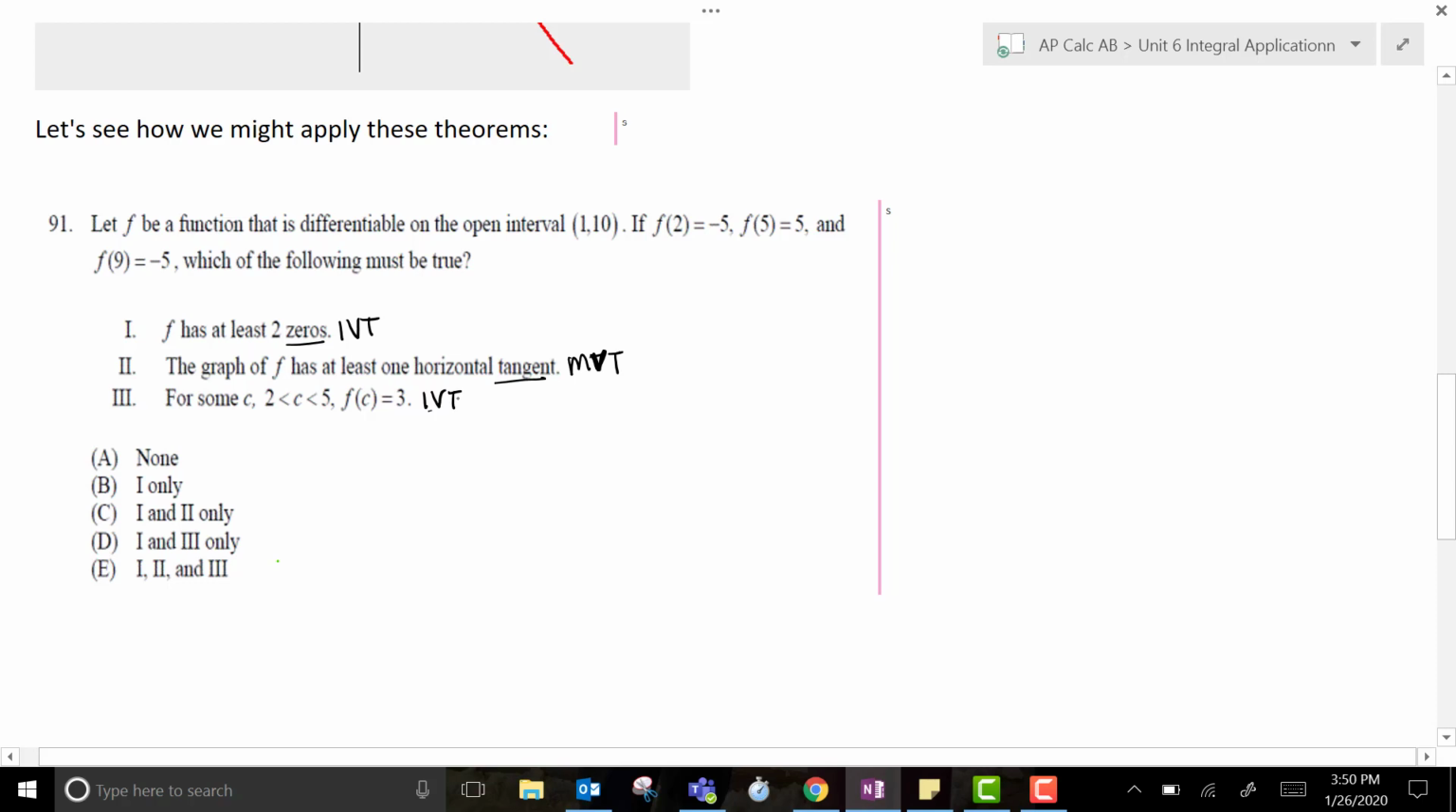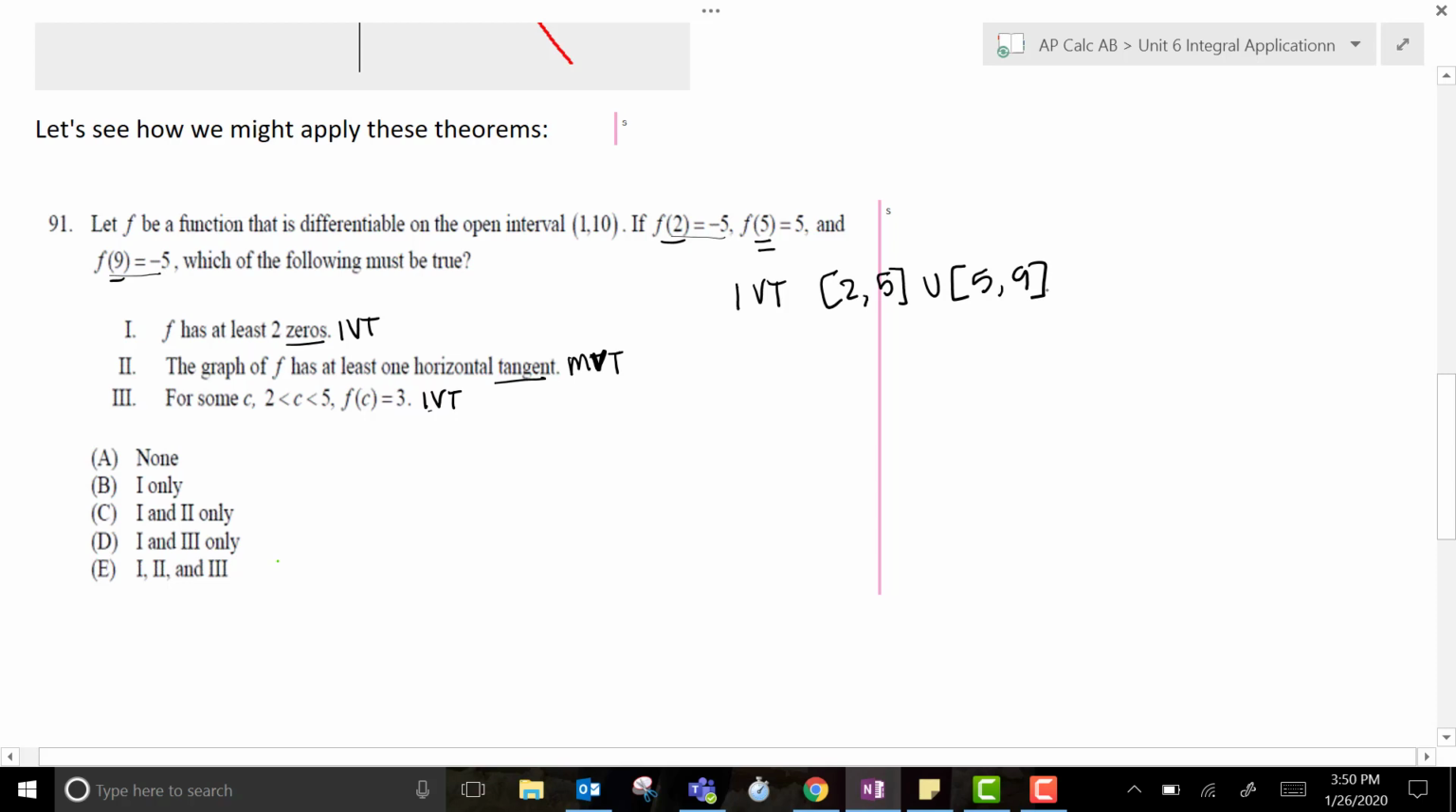Number 1, 2 zeros. So let's look at our points here. We need to use some intervals. I see that if I just use 2 to 9, that's not going to give me any good information. So I'm going to say let's use the intermediate value theorem from 2 to 5, and from 5 to 9.